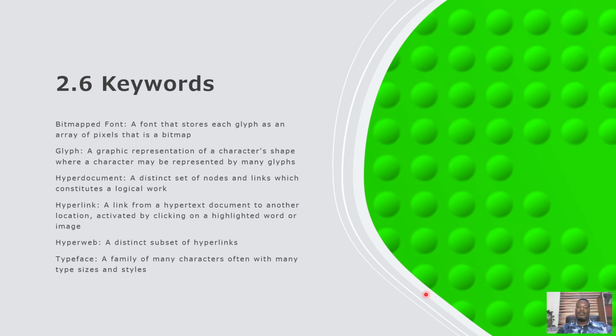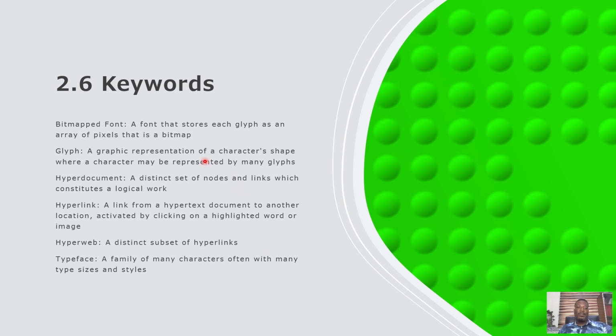Bitmap font. When we talk of bitmap font, it is a font that stores each glyph, I told you what a glyph is, as an array of pixels, that is in a bitmap form. I remember telling you that the pixel forms the basic element of a graphic or a bitmap. Just like when you have a picture on your phone and keep zooming in, it gets to a point where you see the dots of that particular picture. That is what is termed a pixel. So the pixel forms the basis for a picture or a graphic or a bitmap.